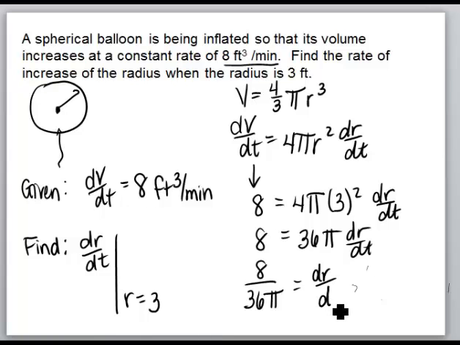And I just need to label this now. Radius is always in just terms of feet. So I'm going to have the answer of 8 over 36 pi feet per, the time we're talking about is minutes in this case, so feet per minute.